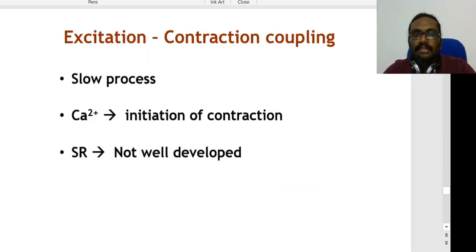Coming to the excitation contraction coupling that you see in smooth muscle, it's a little bit different and very important to learn. And it's different from your cardiac muscles and your skeletal muscles.